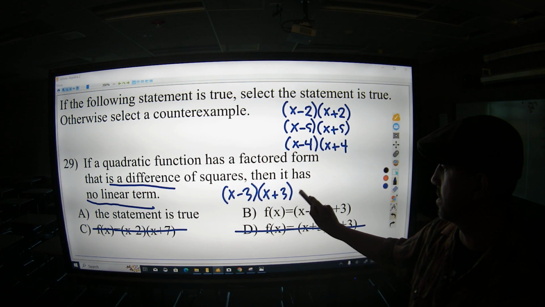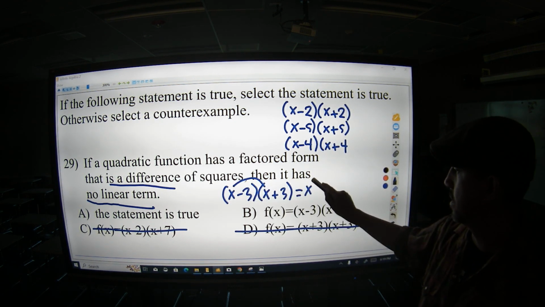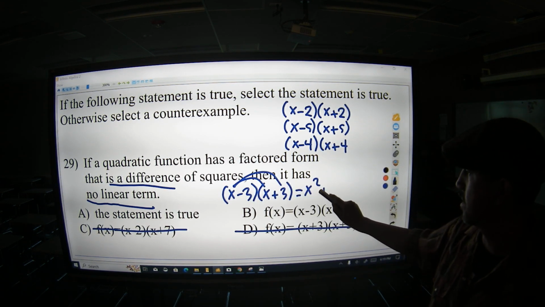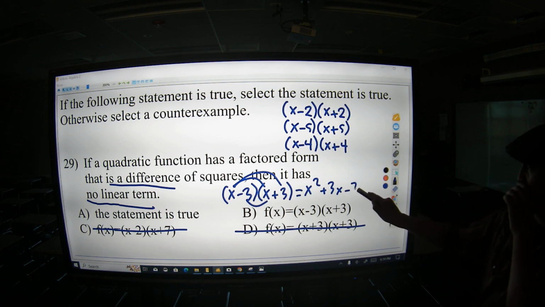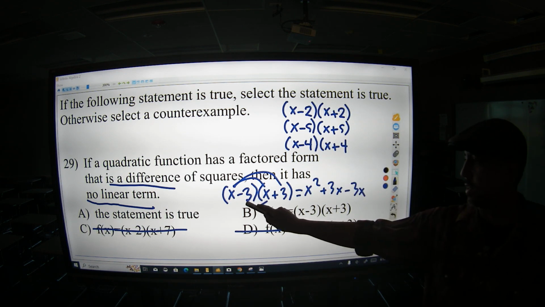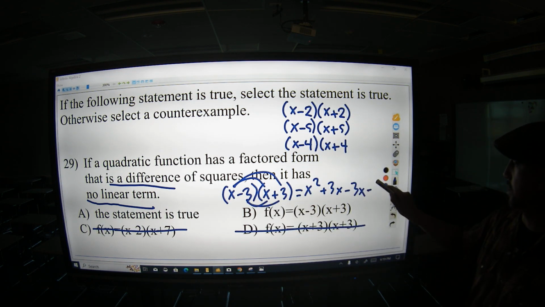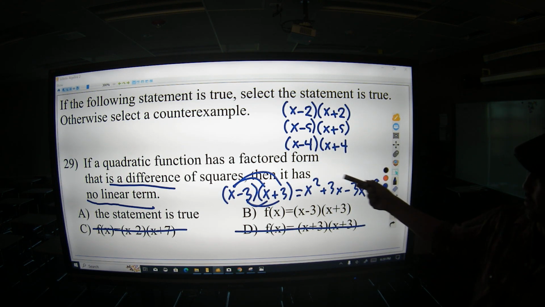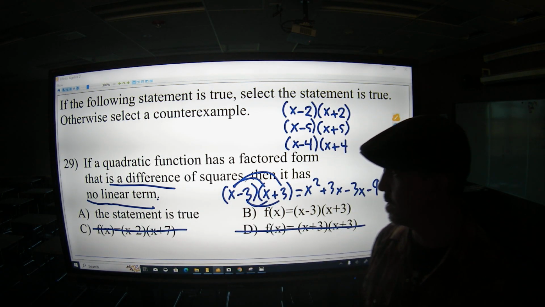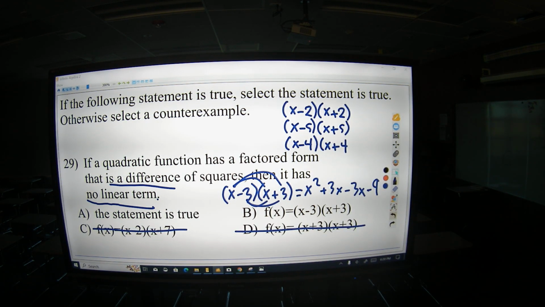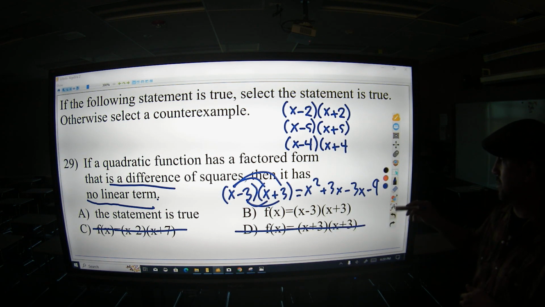So if I multiply this out, we get x squared, then I get 3x. This time I'll get negative 3x multiplying those two together. And then lastly, I'll get negative 3 times positive 3, which makes negative 9. And now look, these two linear terms are going to cancel out. And so that's what I meant by it has no linear term. So in this case, what just happened? I mean, if I multiply this out, this has no linear term.